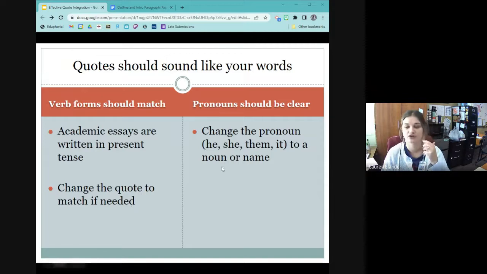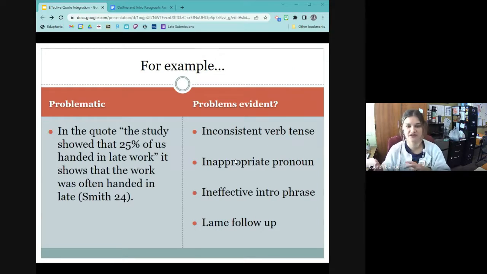And also you might need to specify the pronoun. So if the he or she or them in the quote doesn't make sense when you take it out of the context of the essay, put in brackets what that person's name is to give context to the reader outside of the document. Let's look at some examples of this.